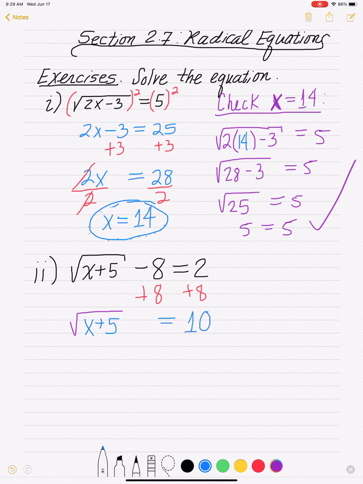All right, so I added 8 to both sides. Now that the radical is by itself, I want to get rid of it. To get rid of the square root, you do the opposite. You square both sides.